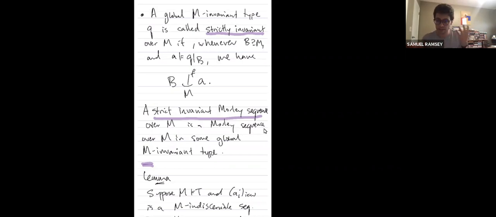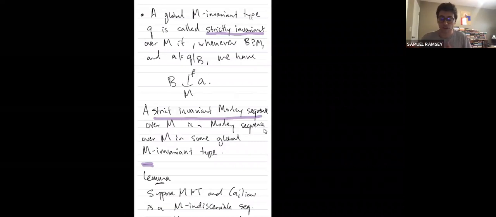All right, so this is a description of a certain kind of type, namely the strictly invariant global types. And if you realize a Morley sequence over M in that type, then what is it? It is a strict invariant Morley sequence. That makes sense. And notice that this is going to be a Morley sequence going one way and a Morley sequence going the other way because of strict invariance.